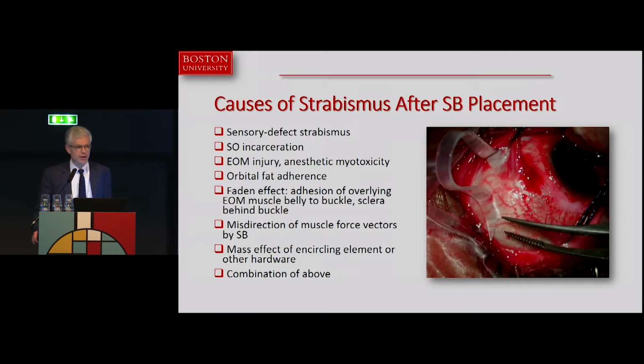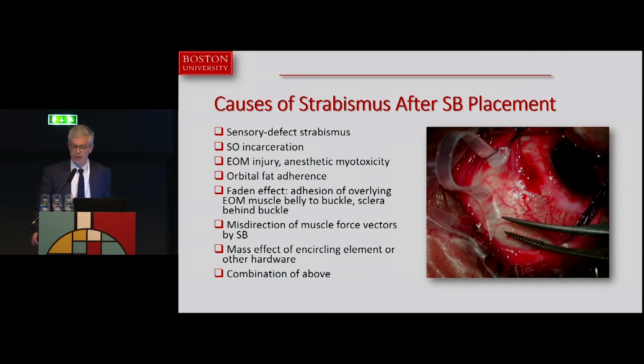I'm going to drill down on two of the areas that Faruk spoke about, and that is patients who have strabismus after placement of a scleral buckle and patients who have strabismus after placement of a seton. As we all know, there are many potential causes for strabismus after placement of a scleral buckle. One may be just sensory deficit strabismus. Patients who have retinal detachments often have poor final visual outcomes, and many of these patients will end up with sensory exotropia or esotropia or other forms of misalignment.